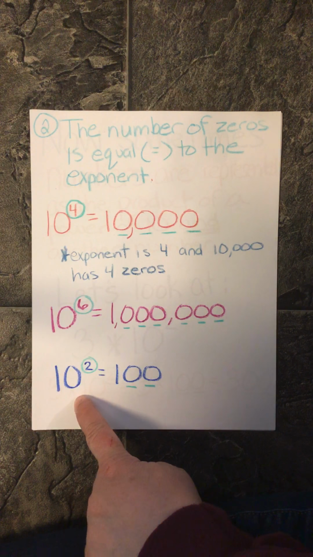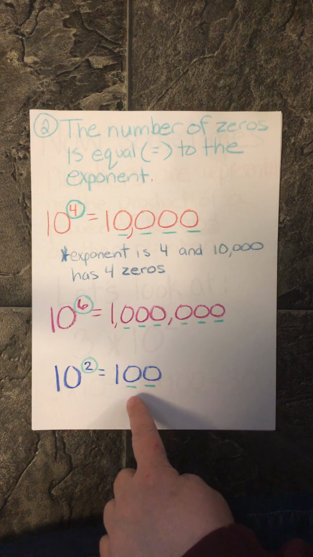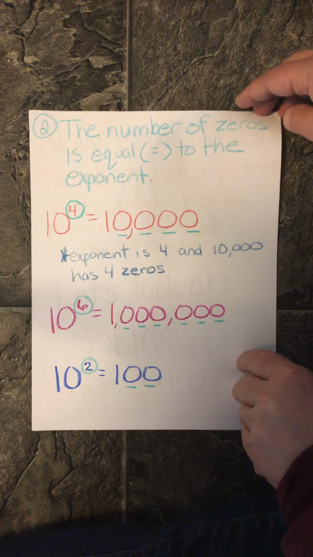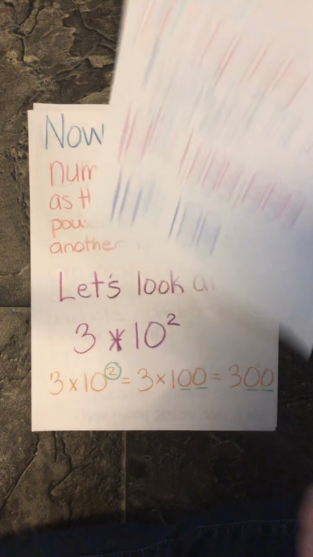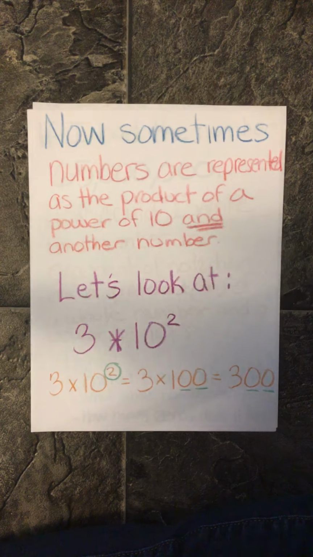10 to the 2nd power, 2 is the exponent. There are 2 zeros in the answer 100. Now sometimes numbers are represented as the product of a power of 10 and another number. So let's take a look at that.